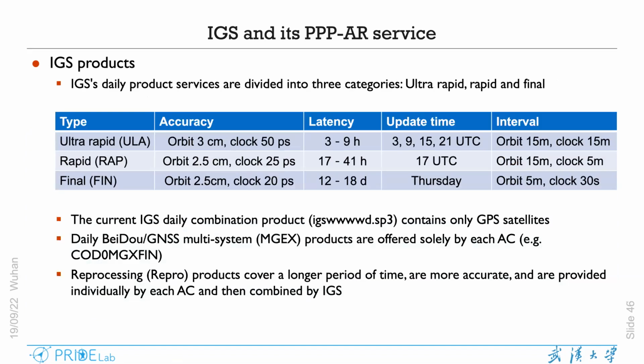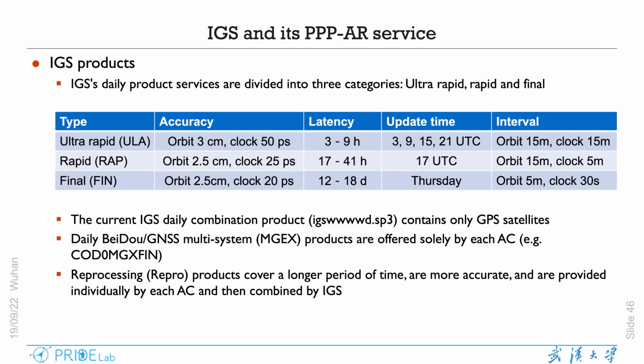The IGS products can be divided into several categories in several lines. For example, the ultra rapid, which has a latency of about 3 to 9 hours. And this ultra rapid product can have a prediction path of the next 12 hours, which can be used to do real-time positioning. So actually, in industrial applications, all of the real-time orbits are actually predicted orbits.